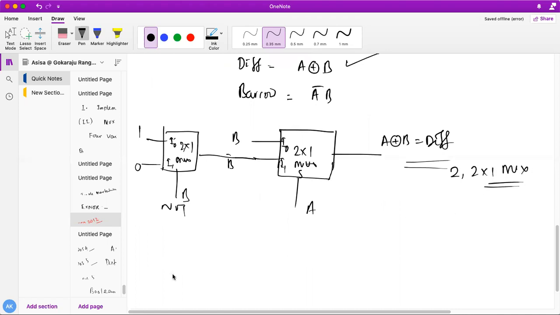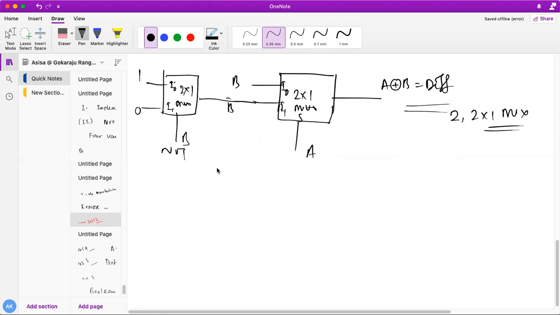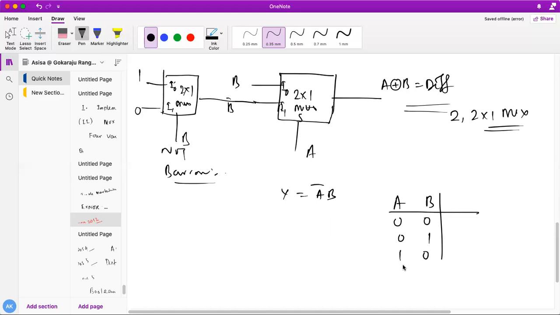But I need A bar B as my output. So tell me how to do this A bar B. Very simple. You just see here, for the borrow, how I am designing it. So my output is nothing else but my A bar B. So you can draw a truth table, which is AB 0 0 0 1 1 0 1 1. Now you tell me, this is A bar B. A bar B means what? I need A bar, to find out what is A bar.